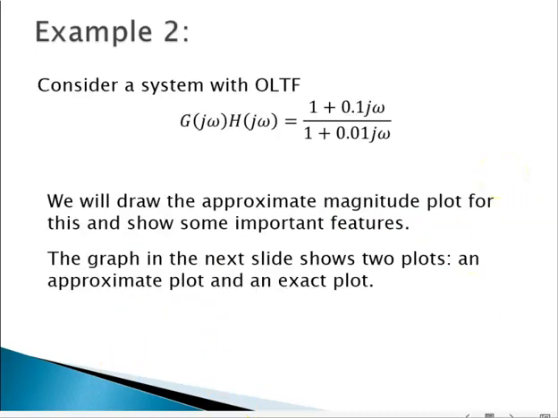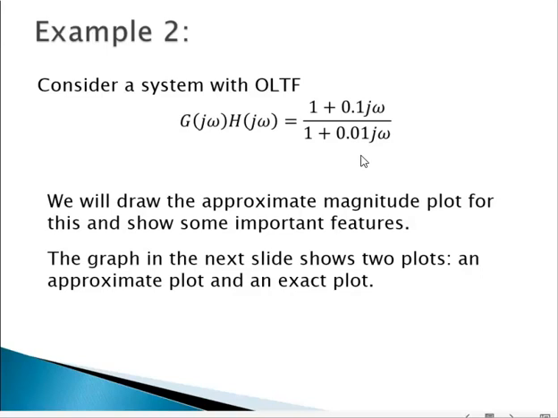In the next example, you have two first order terms, 1 plus tau 1 j omega, 1 plus tau 2 j omega. Corresponding to this term, you have 1 over tau 1, 10 radians per second is the corner frequency. Corresponding to this term, 1 over tau 2, that is 1 over 0.01, that is 100 cycles per second is the corner frequency. We will show the exact plot, approximate plot, and then we will present our inferences.